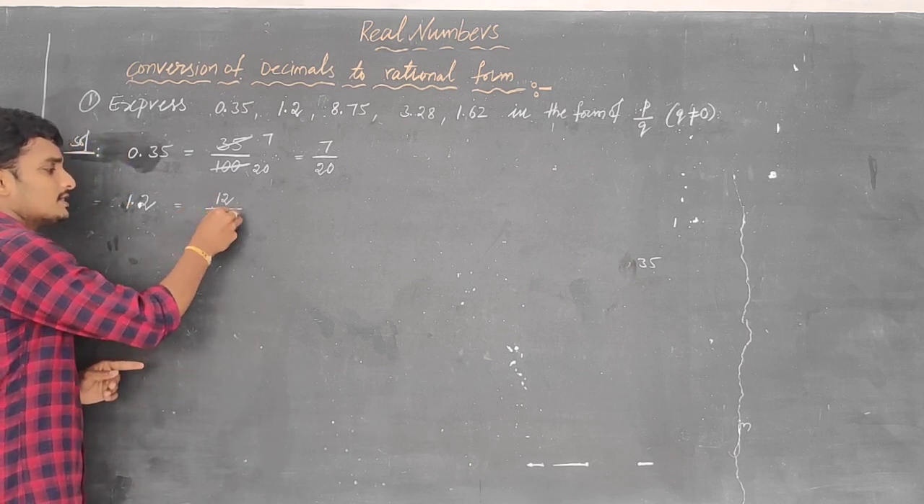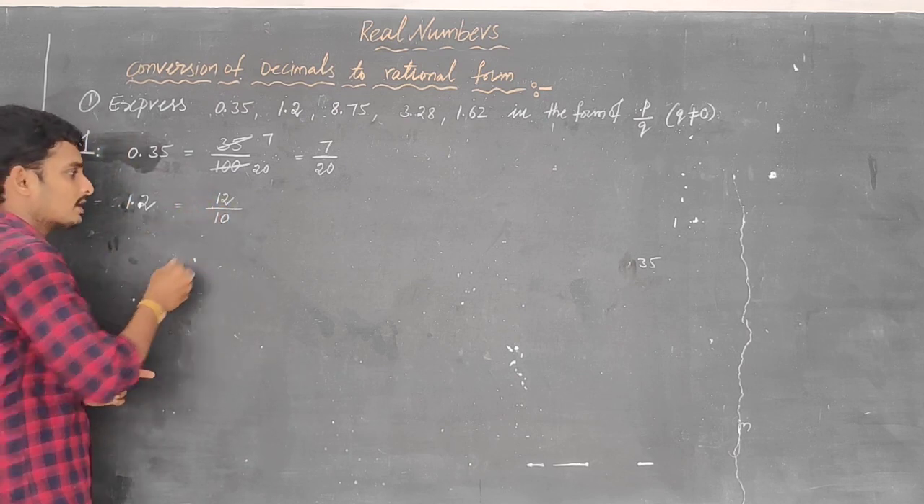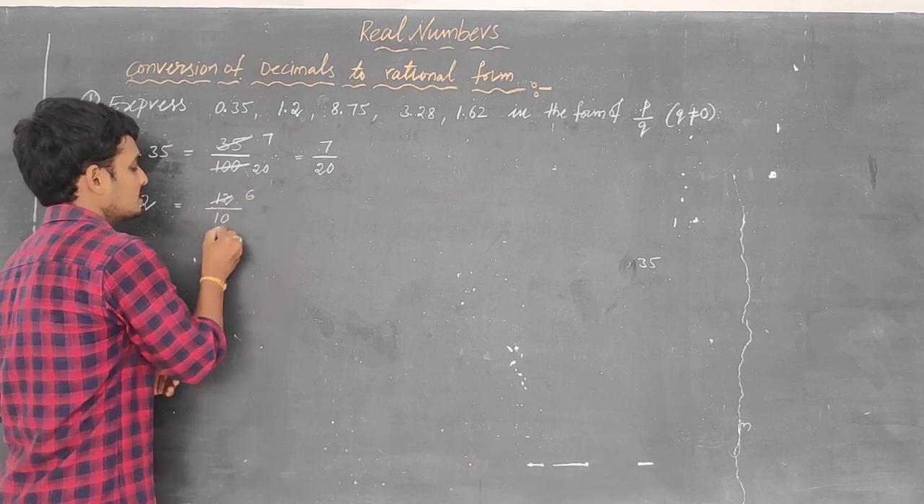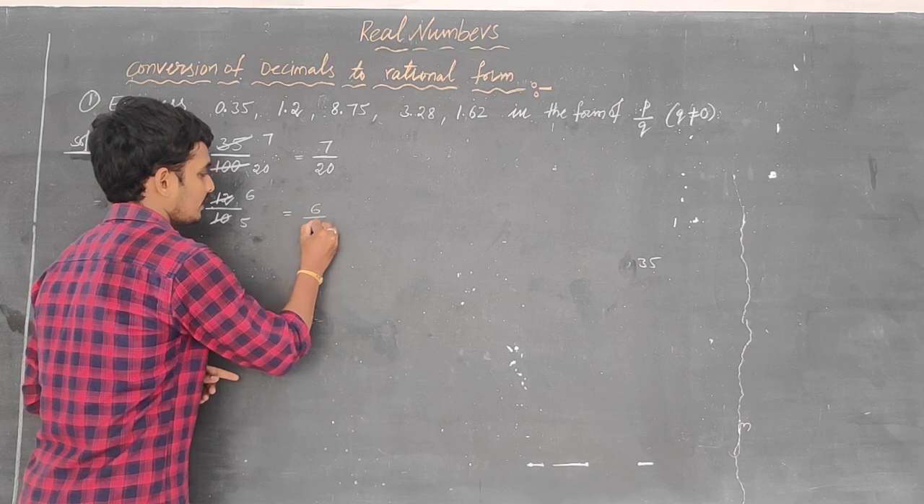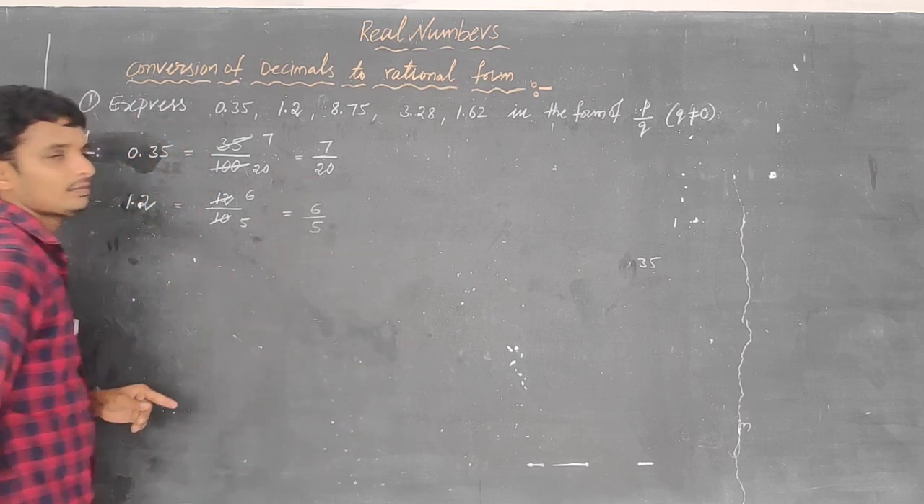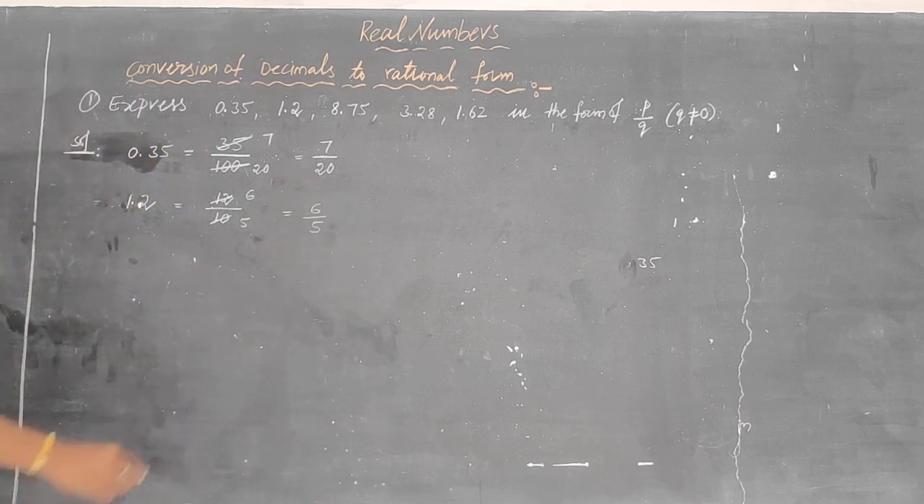Is there any common factor? Is there any table that cancels both 12 and 10? Yes, the 2 table. The 2 table cancels 12 here 6 times, and cancels 10 here 5 times. So the answer is 6 by 5. Are you okay, my dear students? Now move on to the third question.